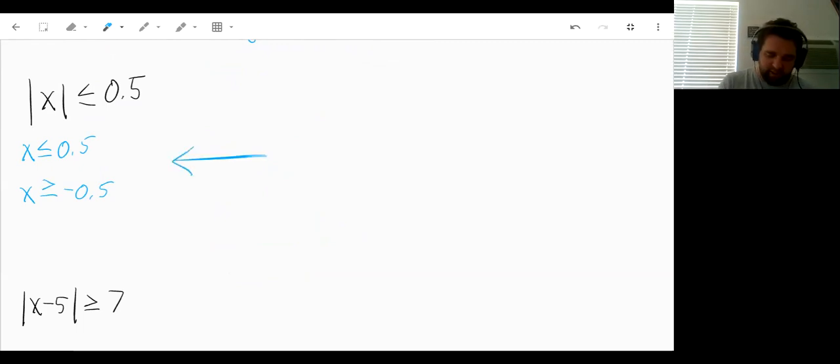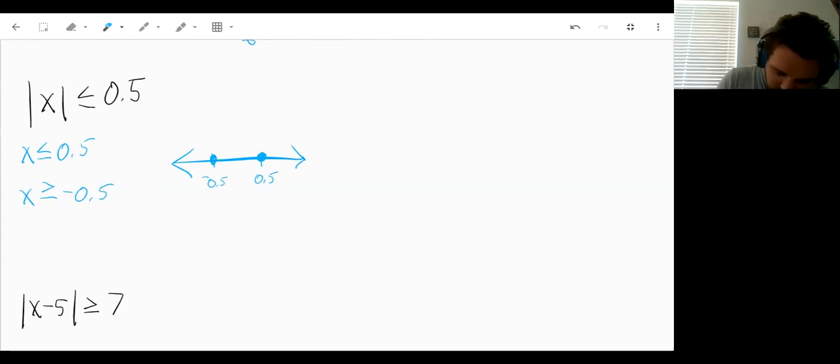Well, now that's enough. We can graph our number line. So we've got a 0.5, we have -0.5, closed circle, and x has to be less than 0.5, but greater than -0.5. So it's going to be trapped between those. Let's try the next one.